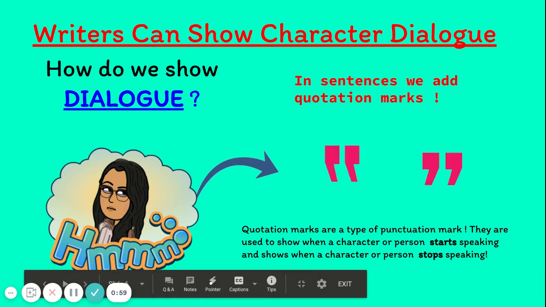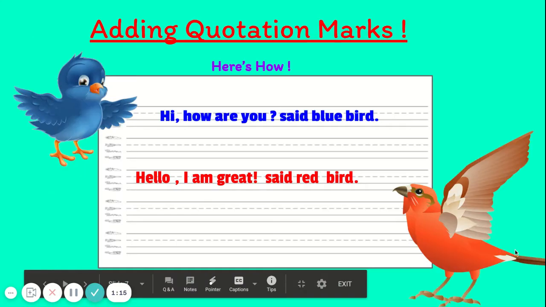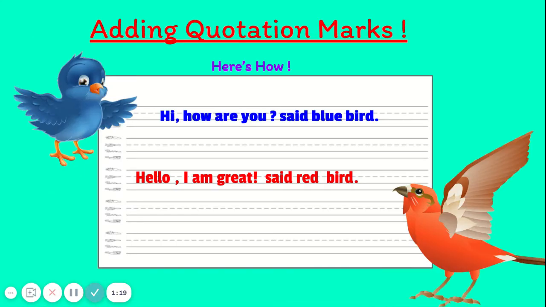In sentences, we add quotation marks, and quotation marks are a type of punctuation mark. They are used to show when a character or person starts speaking and when a character or person stops speaking. For example, here's how you can use quotation marks to show two characters or more speaking.